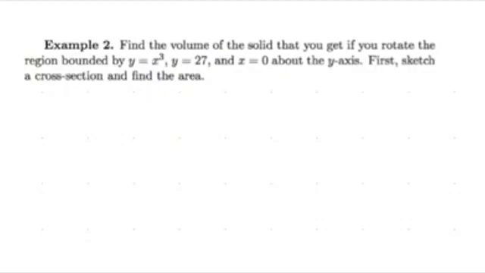Hello everyone, let's think about this problem. Find the volume of the solid that you get if you rotate the region bounded by y equals x cubed, y equals 27, and x equals 0 about the y-axis. First, sketch a cross-section and find the area.